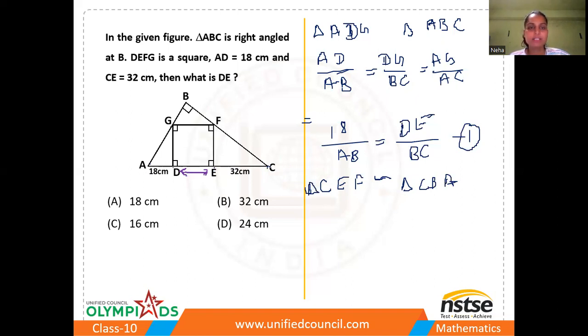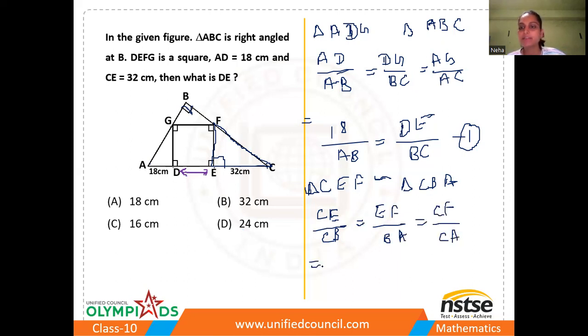Okay, this is CEF. This is the right angle triangle and this is CBA. This is also the right angle triangle. So two right angle triangles are always similar to each other. Clear? So here I can also write that CE over CB is equal to EF over BA is equal to CF over CA.